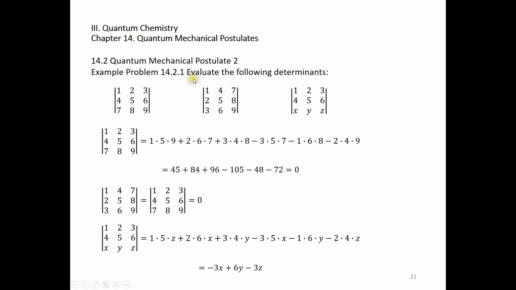Here's a numerical example problem 14.2.1. Let's evaluate those determinants. Those are all 3 by 3 determinants. So first one, 1, 2, 3, 4, 5, 6, 7, 8, 9. All you need to do is these three numbers, 1, 5, 9. And then 2, 6, imagine a 7 here, so 2, 6, 7. And then 3, 4, 8, because you need to just copy this column and this column here and here. And then you get this.